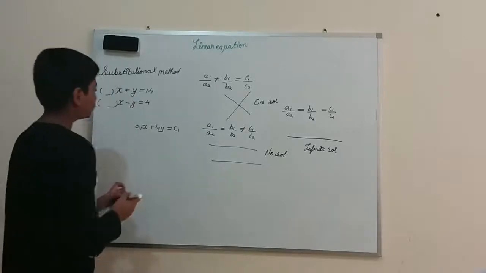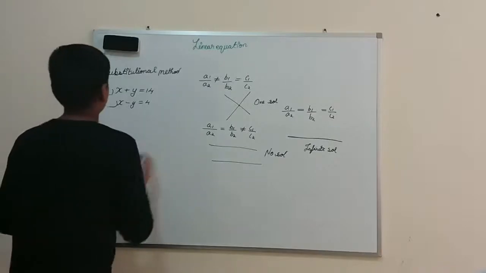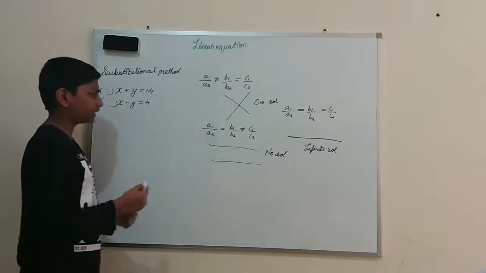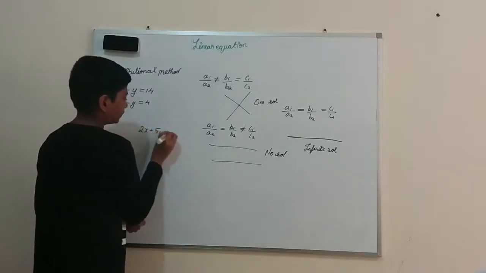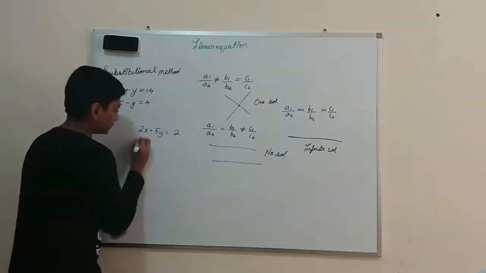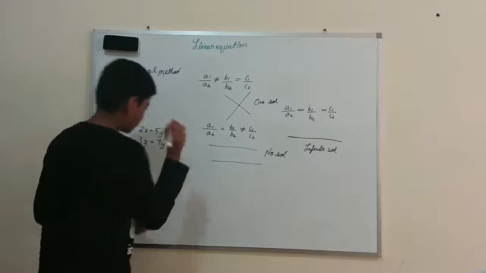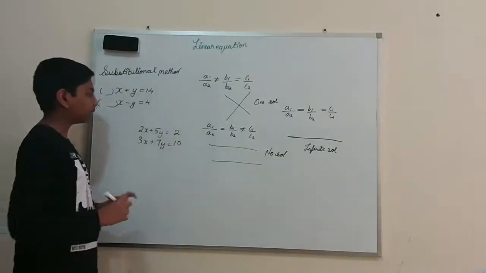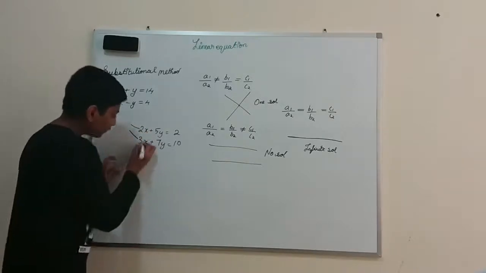Okay, so we got the values of a1 and a2. If you didn't understand it, I'll explain it easily with the formulas. I'm taking 2x and 5y and 2, and 3x and 7y and 10. Consider this as a linear equation. So in this, a1 and a2 will be nothing but the coefficient of x.